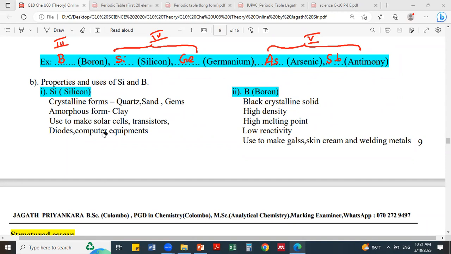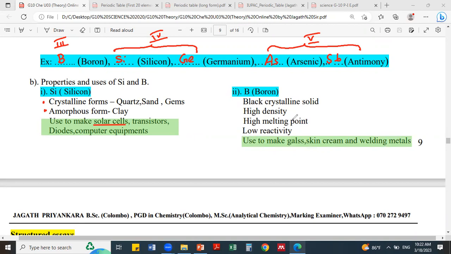So I have given uses separately here. Silicon is used to make solar cells, transistors, diodes, computer equipment. Other than that, you can write to make glasses, if you want. Solar cells are important. And there are 2 forms of silicon, the crystalline form and the amorphous form. And for boron you can write to make this stuff. You can write here that the glass industry also uses it.